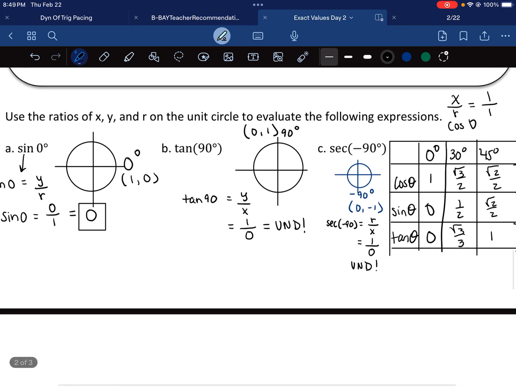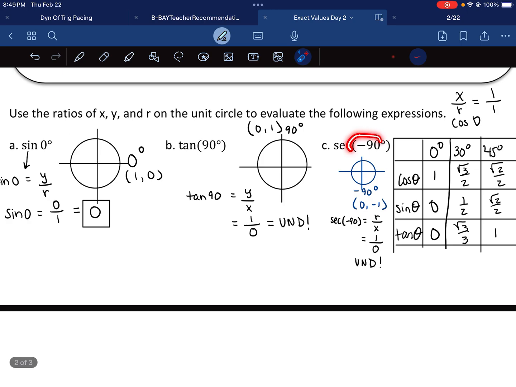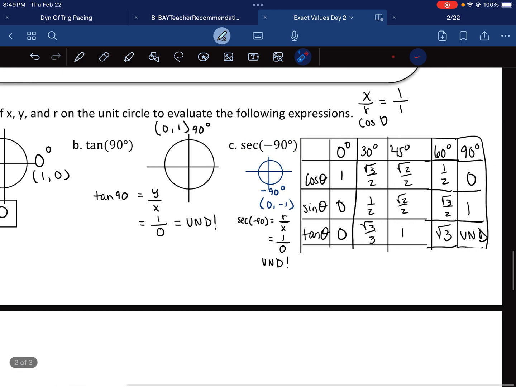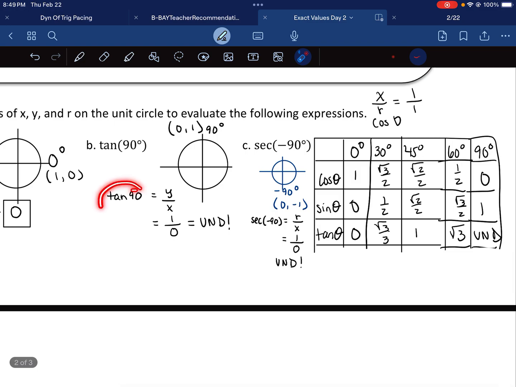Okay, notice it's just like what you did in the do now. You're just now looking at different angles. In this chart, if we go to tangent of 90, tangent 90, undefined. Okay, secant just means you look at your cosine and you flip it. You take the reciprocal. That's how we're getting undefined.